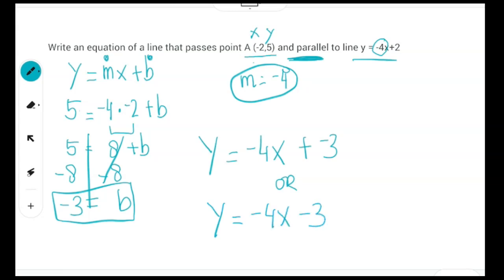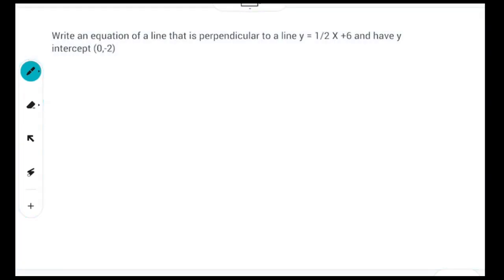Okay, next example. Write an equation of a line that is perpendicular to a line y equals half x plus 6 and have y-intercept of 0 and negative 2. So this one is not parallel, but it's perpendicular. We don't have two coordinates. We're gonna again think about y equals mx plus b. That's your goal. That means we need m and we need b.